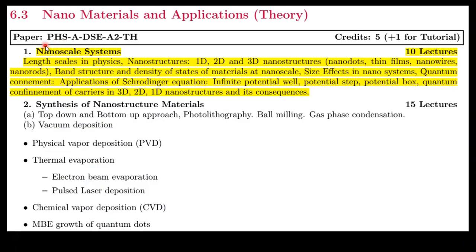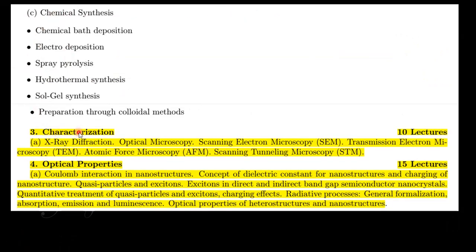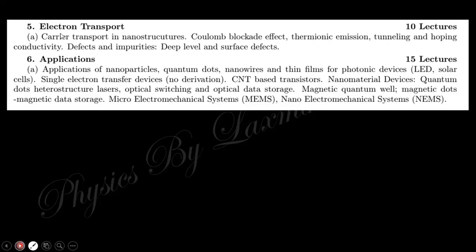You can see this is the syllabus of this semester 6 nanomaterials and application. In the first lecture we covered the nanoscale system. In the second lecture we covered synthesis of nanostructure materials, and then in the third chapter we characterized the nanostructure material. In the fourth chapter optical properties, and fifth chapter electron transport. Up to this portion we covered in the last fifth lecture. In the sixth lecture we want to cover the application of nanomaterials. So if you want to watch the previous lectures, you can go through the description box, links are given there.